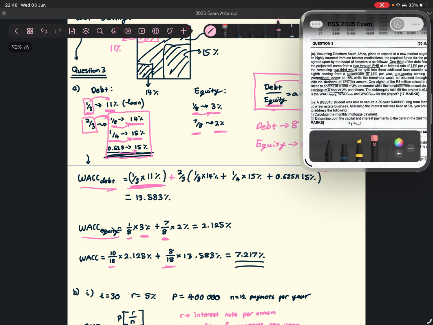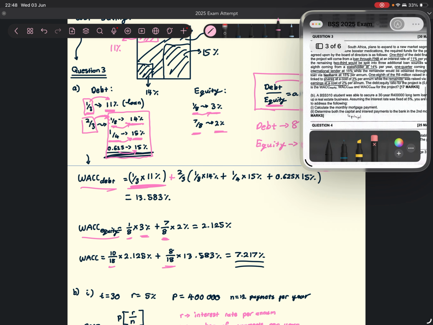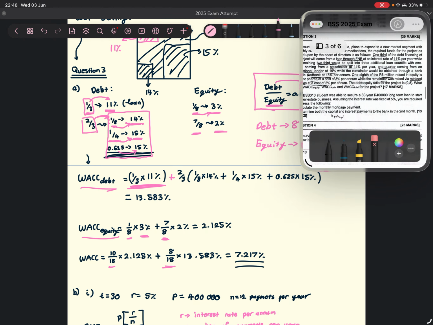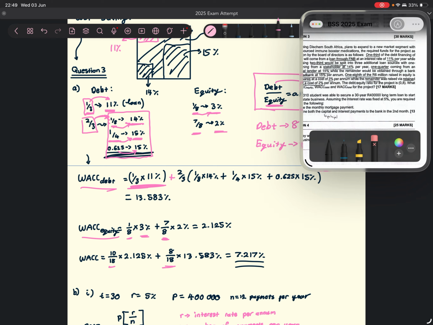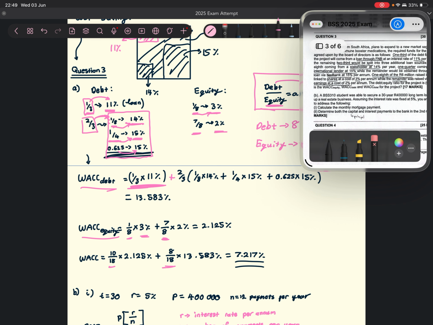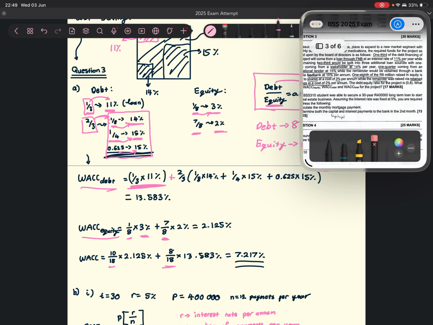Cool. And then for part B, we're told that a BSS student was able to secure a 30-year, 400,000 rand loan, and we're given an interest of 5%. Then we're asked to calculate the monthly mortgage payments, and also to determine the capital and interest payments to the bank at the end of 2 months.